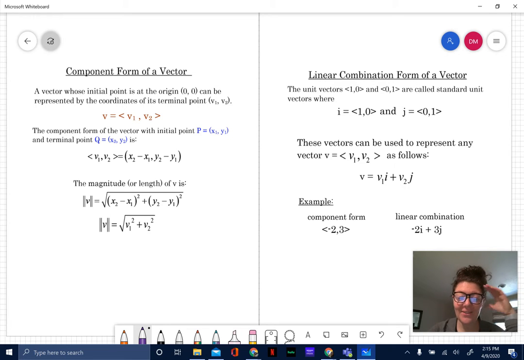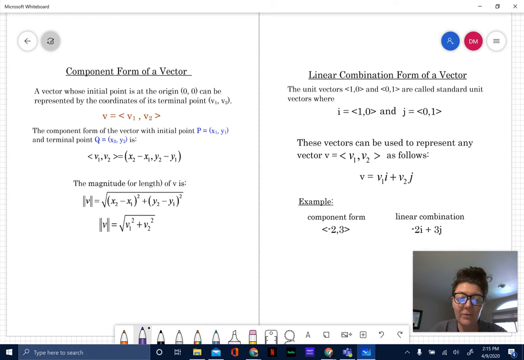Hello, everyone. I thought I would pop in and just help with some stuff on vectors. So I pulled up a lesson that I've used in the past to show you a couple things. What I have on my screen right now is stuff that you've all been doing really well with.